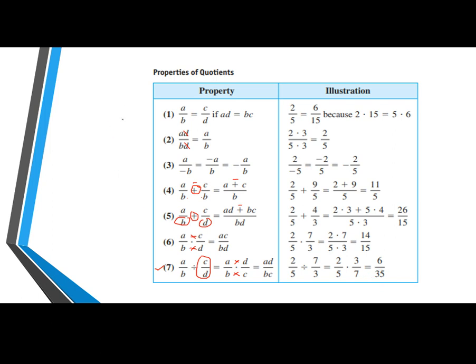So always remember these properties. Use them, especially if we're dealing with a lot of variables. Okay.